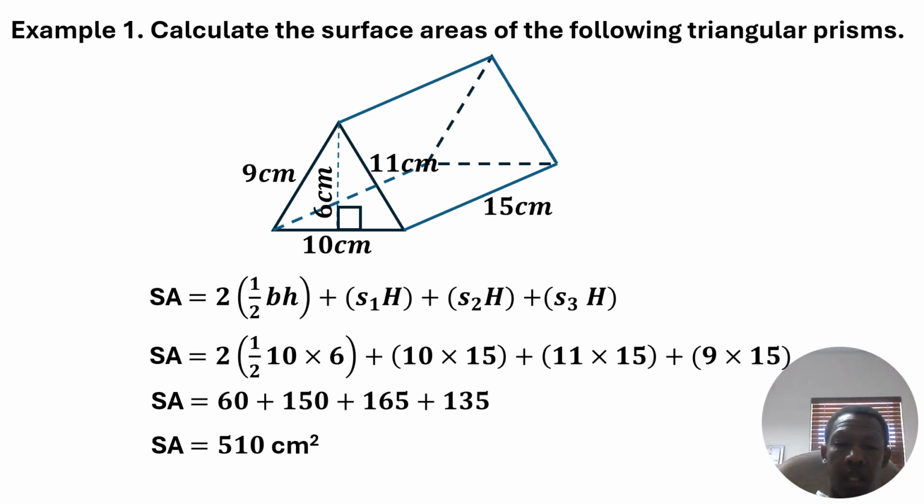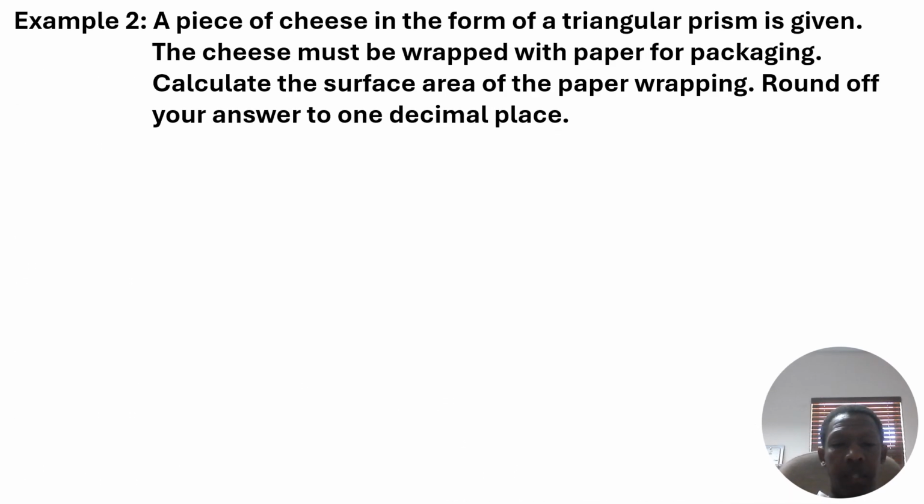So now let's go to the next example. The next example is more of a real life situation. A piece of cheese in the form of a triangular prism is given. The cheese must be wrapped with paper for packaging. Calculate the surface area of the paper wrapping. We need to round off our answer to 1 decimal place if need be.